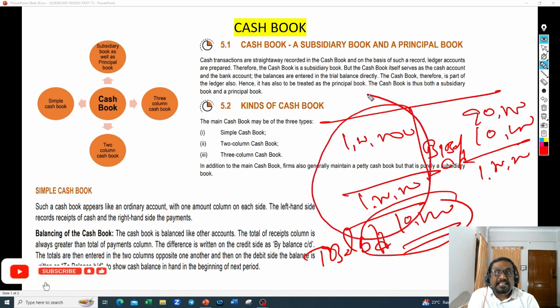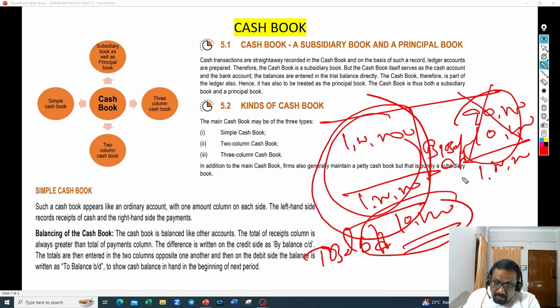Because my receipts will always be higher than my payments, or equal to my payments. My payments cannot be more than my receipts. That is the reason you always get a balance carried down and balance brought down in a cash book. So the conclusion is that a cash book will have a zero brought down balance or a debit brought down balance. It cannot be a credit brought down balance. Are you clear? A cash book will always have a debit balance, never a credit balance.